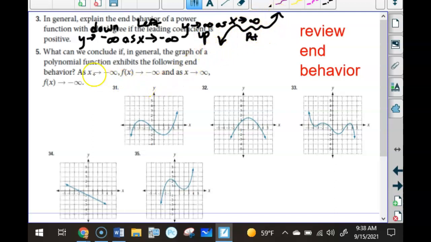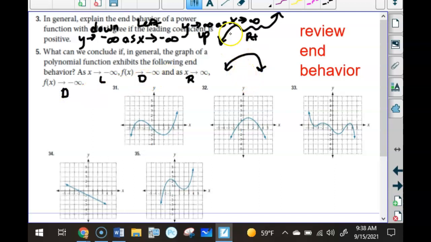Okay. What can we conclude if, in general, the graph of a polynomial function exhibits the following end behavior? So what are the words for this right here? Can anybody read that? It says x approaches negative infinity. That would be left. Y approaches negative infinity, so on the left it is down. X approaches infinity would mean right. Y approaches negative infinity would also be down. So this graph has both ends going down.